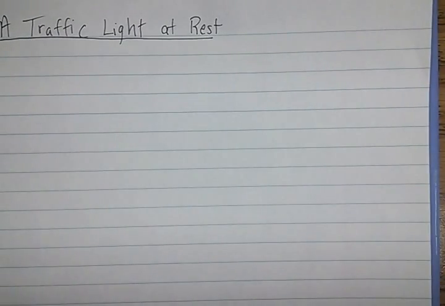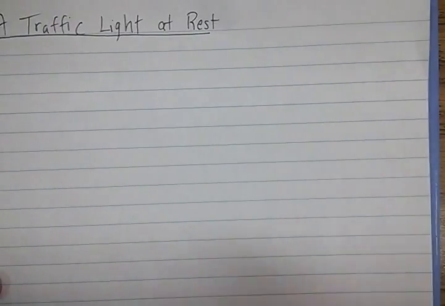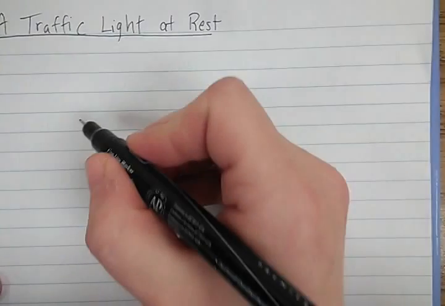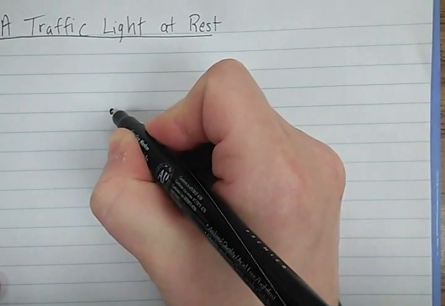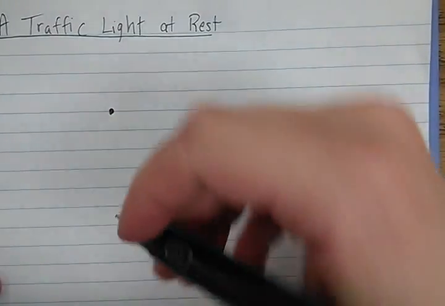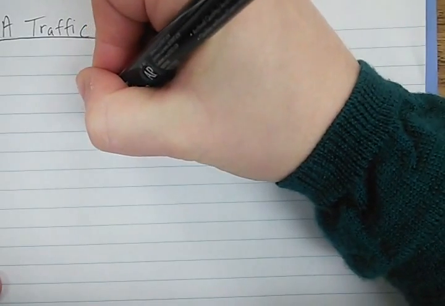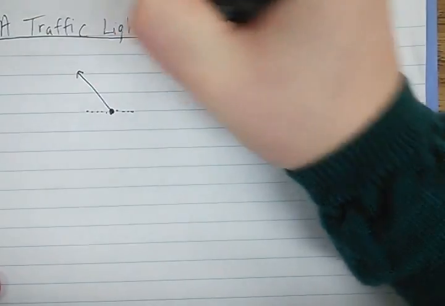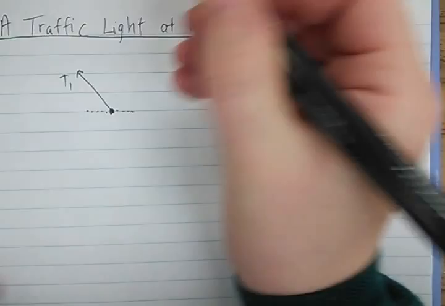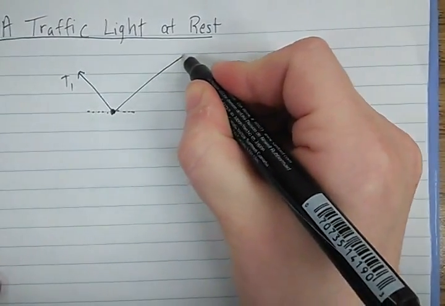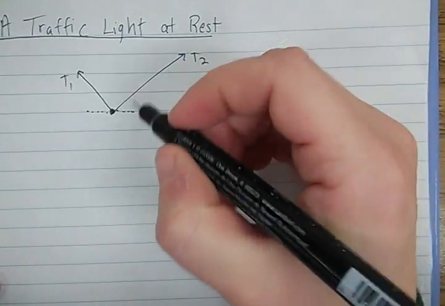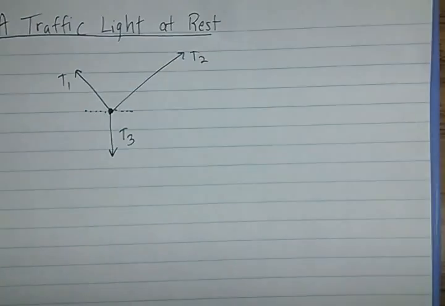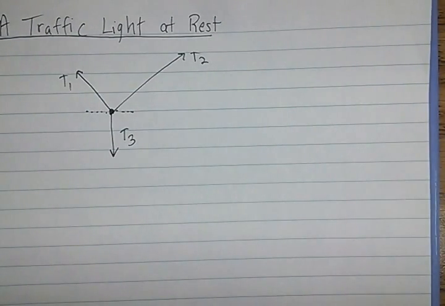The way you always want to start these types of problems is to draw a free body diagram. Remember that free body diagrams, we want them to be as simple as possible. So this little dot here is going to represent my traffic light, and this will be the horizontal. This is T1, and this is T2, and this is T3.